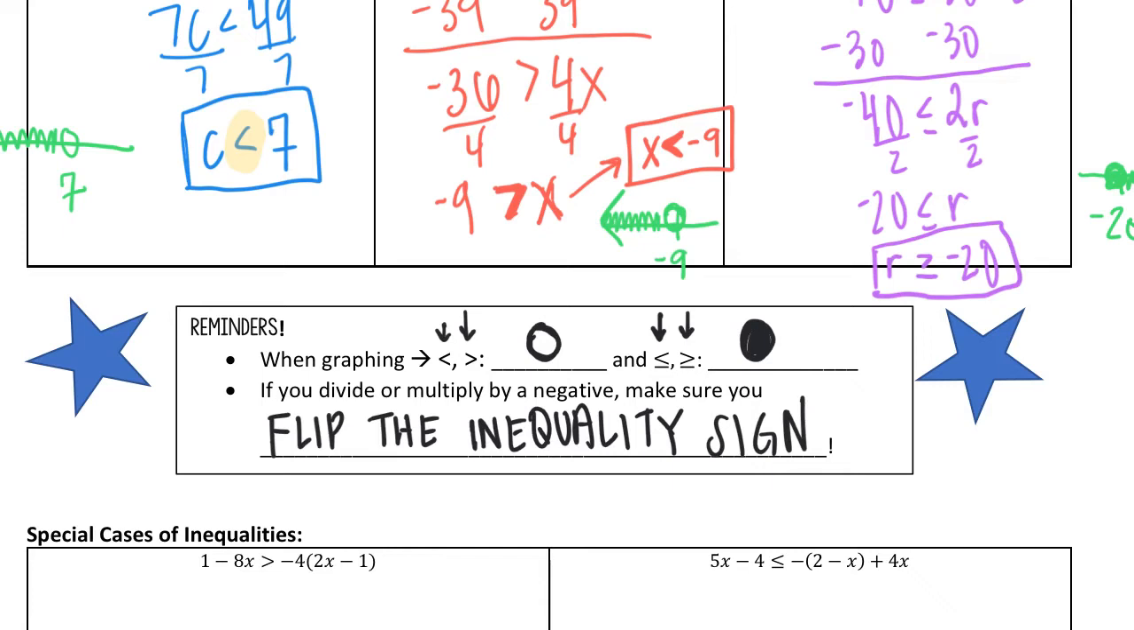Depending upon how you moved your x's in those problems before, if you had negative x's and you divided by the negative in front of x, you would have had to flip the inequality sign to get the correct answer.